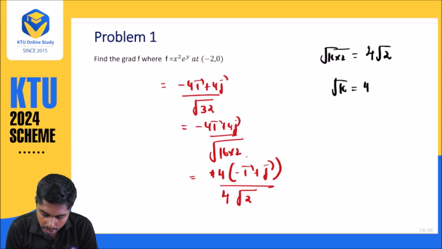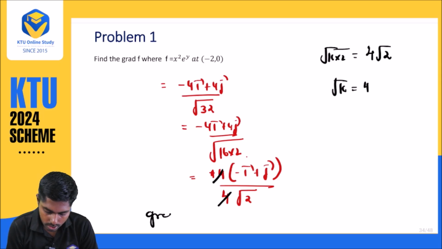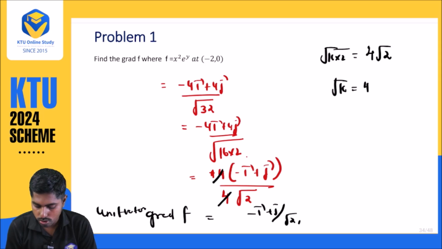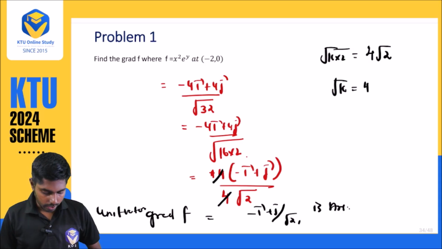Inside 2 is struck, so that is the reason 16 into 2 is nothing but 4 into root 2. And similarly, I am taking here 4 common outside. So this 4 and this 4 I can cancel. So our required answer, the unit vector of grad f, is nothing but minus i plus j divided by root 2. Okay, that is the answer.